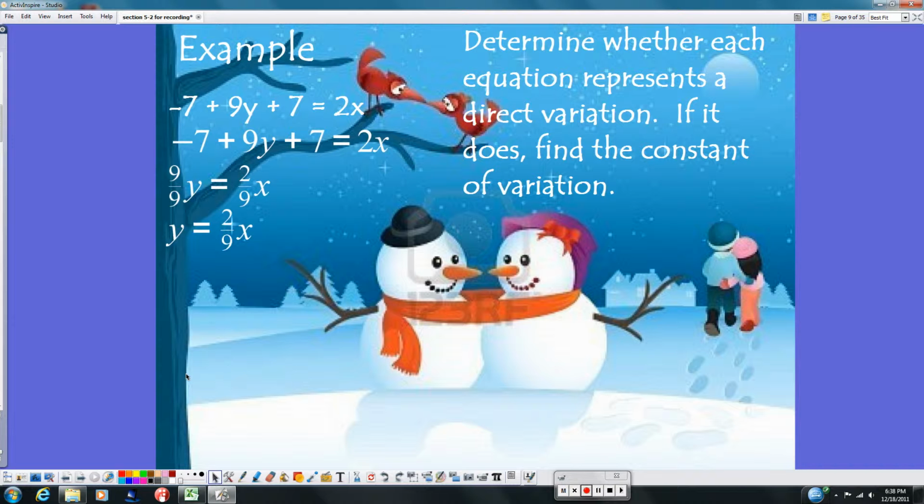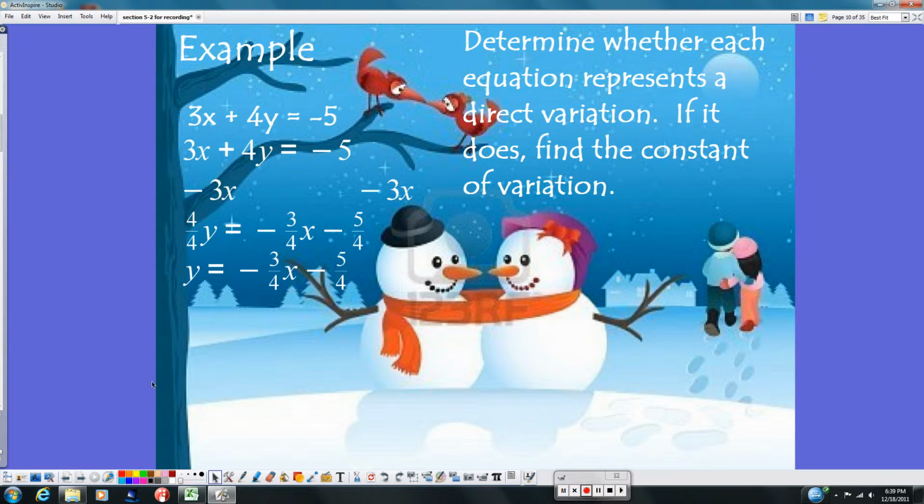In this example, we have negative 7 plus 9y plus 7 equals 2x. Again, we've got to solve the equation for y. The negative 7 and positive 7 cancel out, leaving me with 9y equals 2x. Divide both sides by 9 to get y by itself. Y equals 2/9 x. This is a direct variation, and the constant of variation is 2/9.